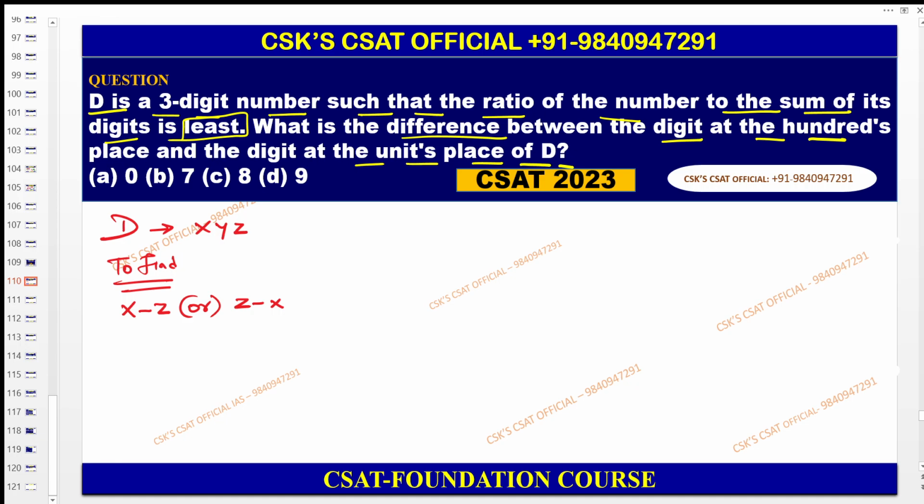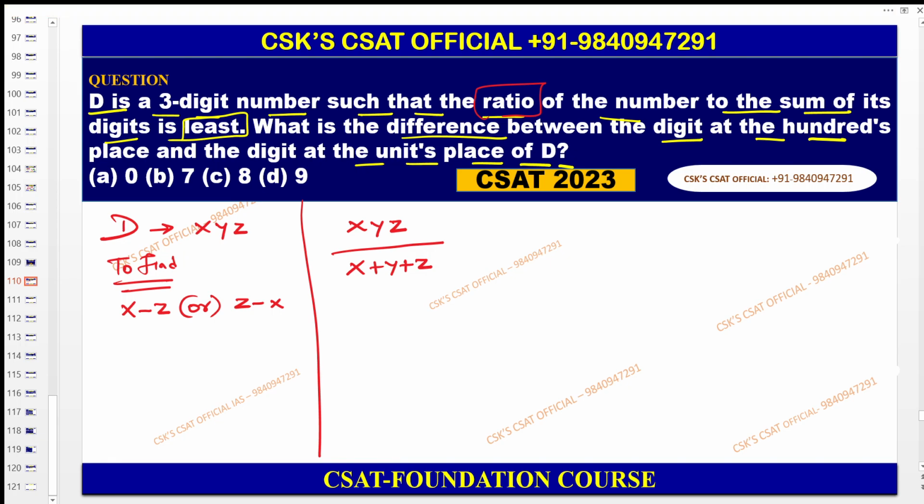Now here, in order to find this, read this statement: ratio of the number. The number is nothing but XYZ. The ratio of the number to the sum of the digits. So the number here is XYZ, and their sum means X plus Y plus Z. Now this is the thing you need to find here, that is going to be the least. Which one is the least? That only we have to find here.